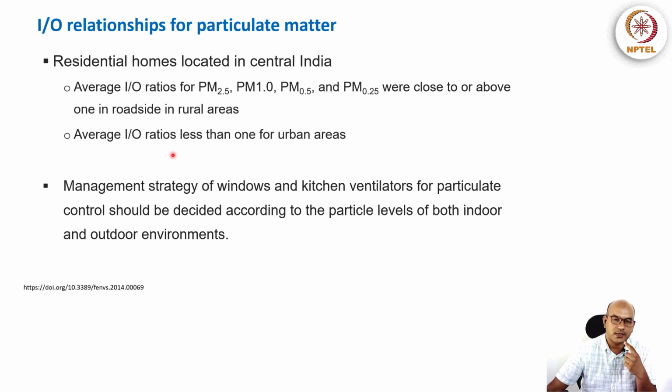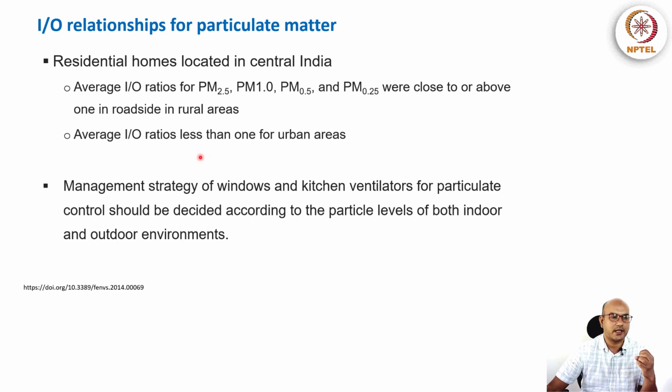The I by O ratios are generally less than 1 for urban areas. This is because in the urban environment, we have more building tightness. If the building is next to the roadside, there is less likelihood that the window will be open a lot of times. So there is less chance of outdoor air coming to indoor. And in the absence of an indoor source of PM matter, the average I by O ratio will naturally go less than 1.